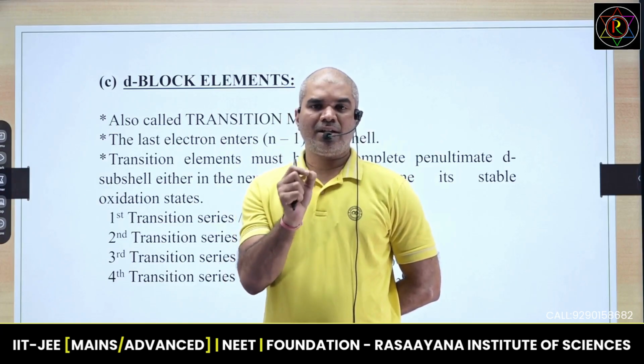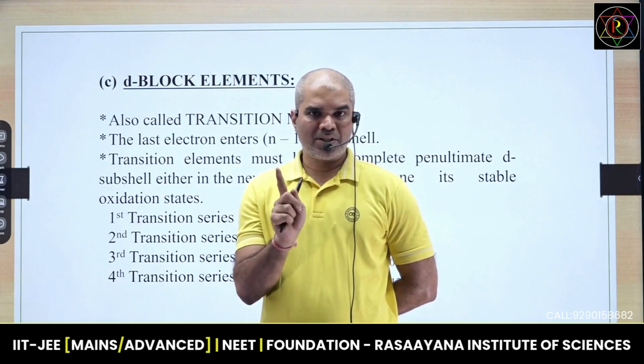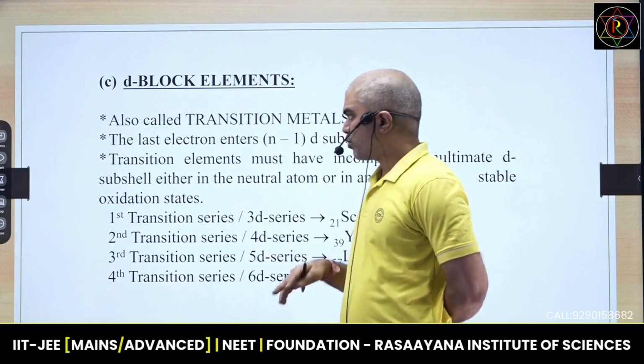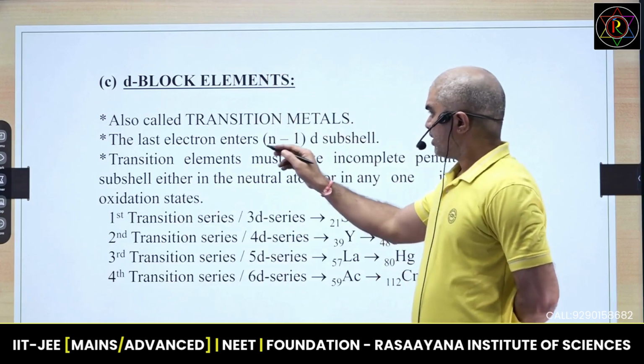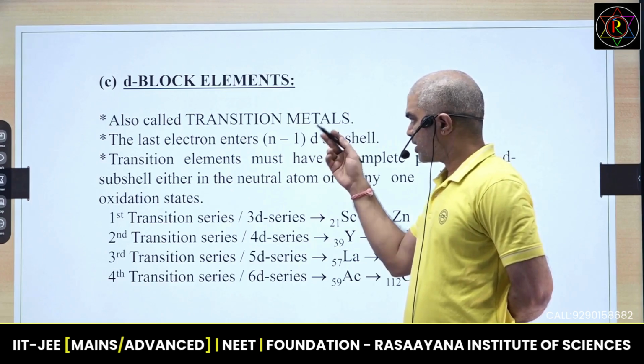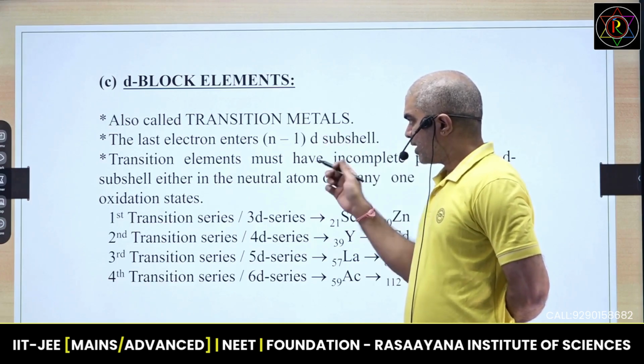Precisely speaking, zinc, cadmium, mercury are d block elements. They are not transition elements. Remaining elements are transition elements. So just remember this point for the future classes. The differentiating electron enters into the n-1 d subshell, which is the penultimate shell, an incomplete subshell.